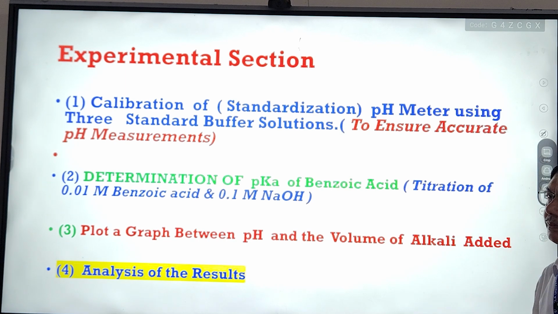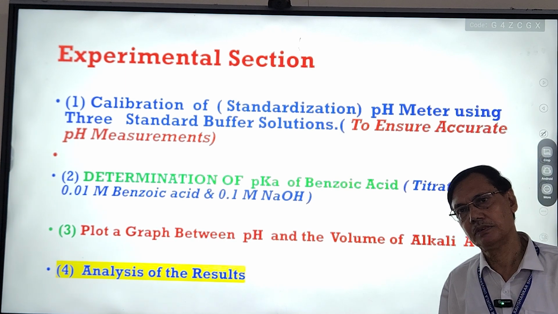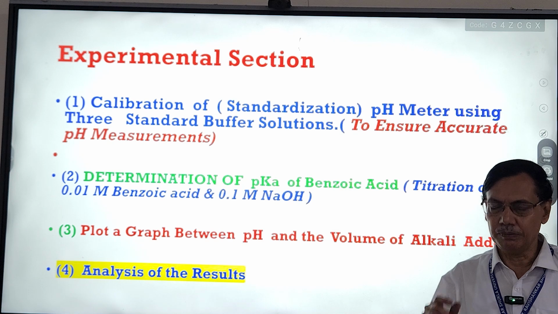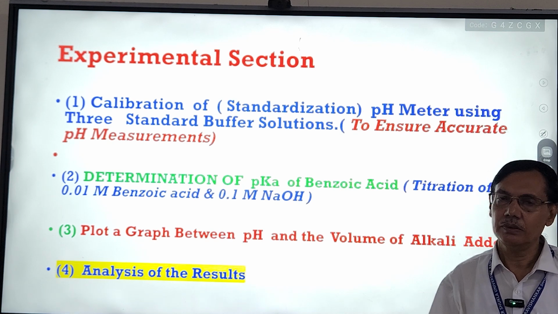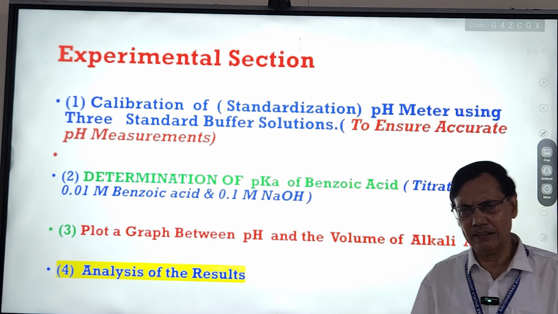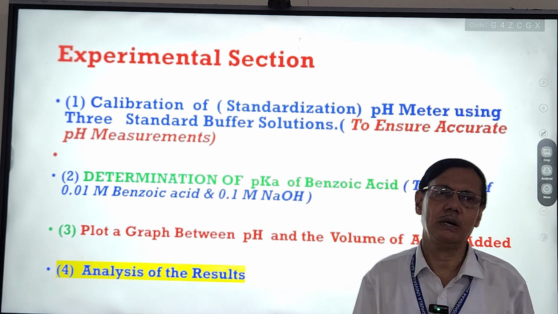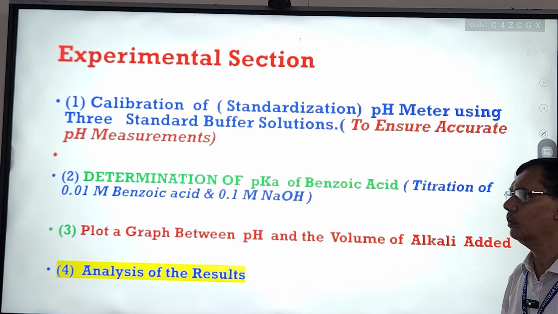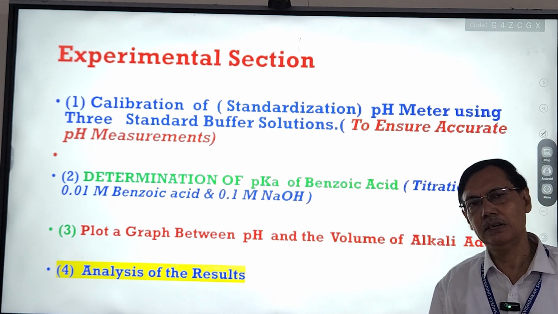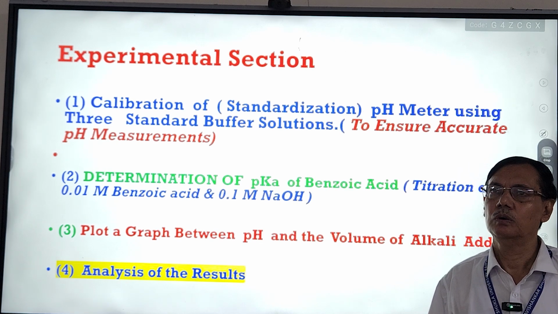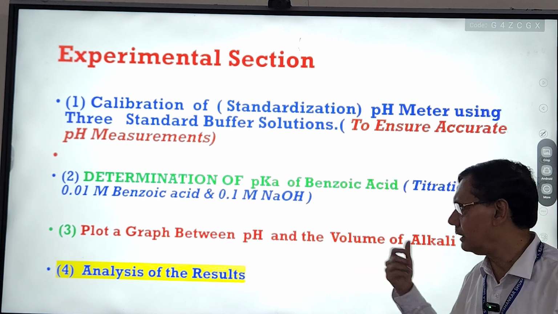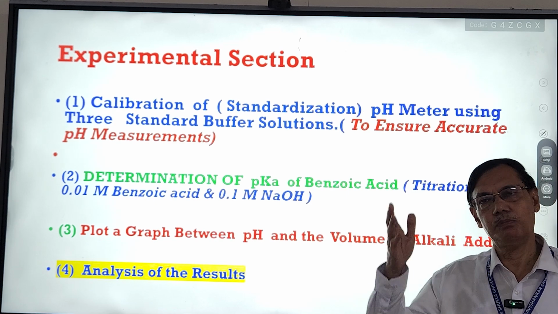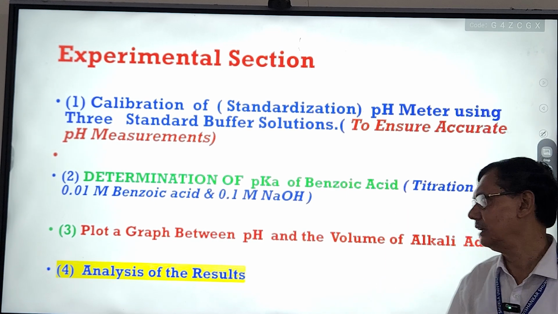Now the second part: after the calibration, you need the benzoic acid. Please prepare 0.01 M benzoic acid. There may be some slight solubility problems, so you can use hot water. The titrant is 0.1 molar sodium hydroxide, and you all know that it is not a primary standard substance. So my suggestion is that you standardize the sodium hydroxide with the help of potassium hydrogen phthalate or oxalic acid.